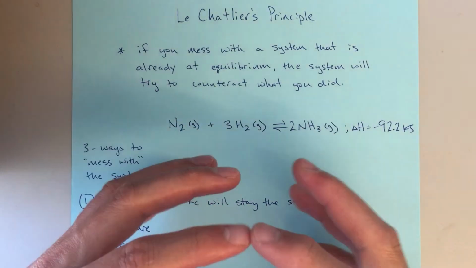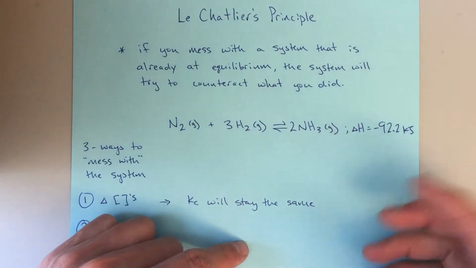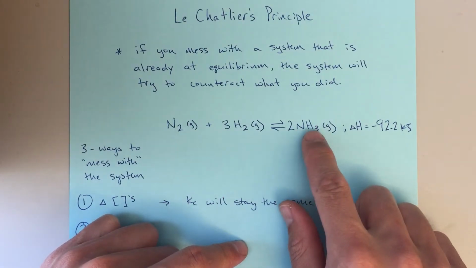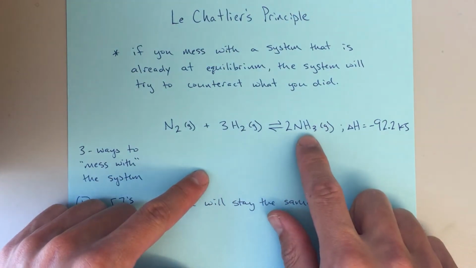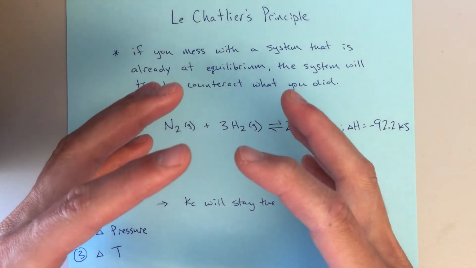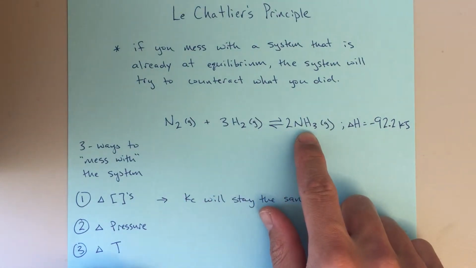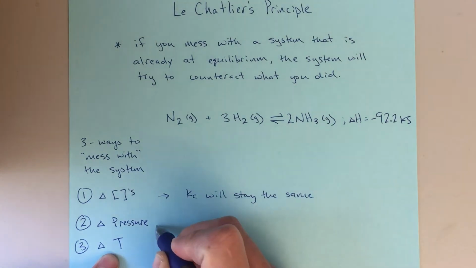If I'm putting more pressure on, the system will shift in a way to alleviate some of that pressure. By moving more to the right, this system can alleviate that pressure because, again, I've got more moles of gas on the left, less moles of gas on the right. So putting pressure on this system is going to shift the equilibrium towards the side that has less moles of gas. Now, changing temperature, again, it's going to change the Kc value.